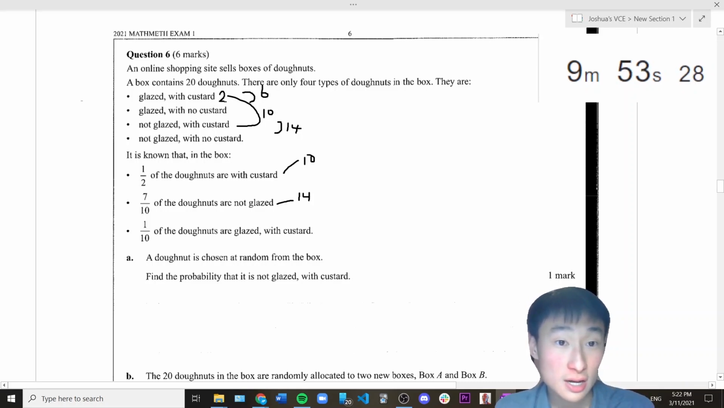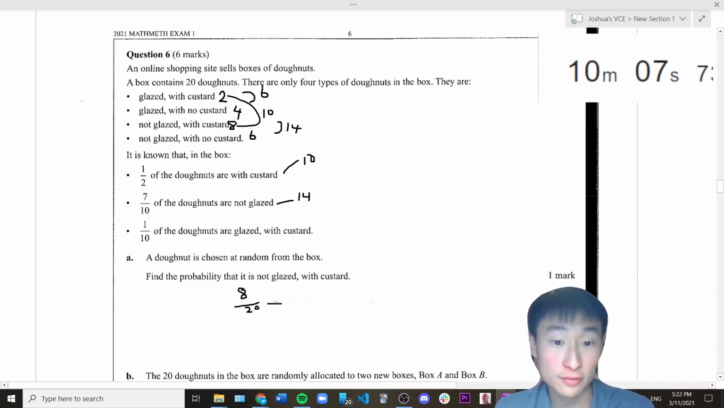So 2 are glazed with custard, which means that this is 4 because these add to 6, which also means that this is 8. And it also means that this is 6 because these add to 14 and that adds to 20. Find the probability that it's not glazed with custard, so that's 8 out of 20, which is 4 out of 10, which is 2 out of 5.